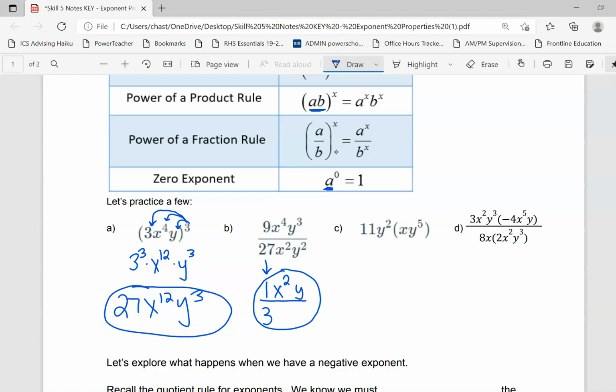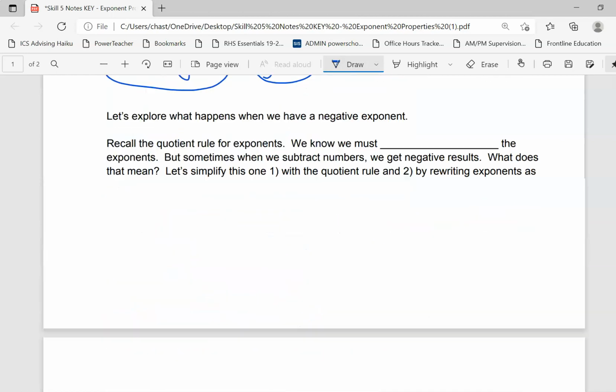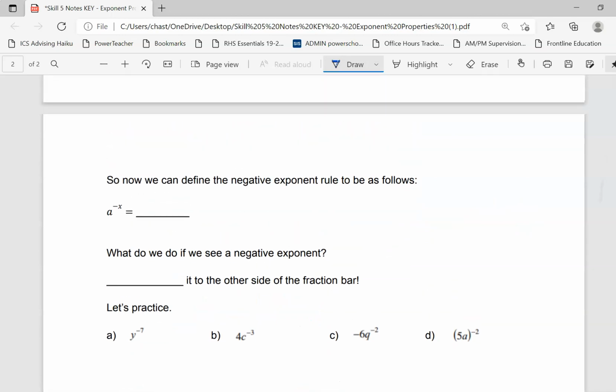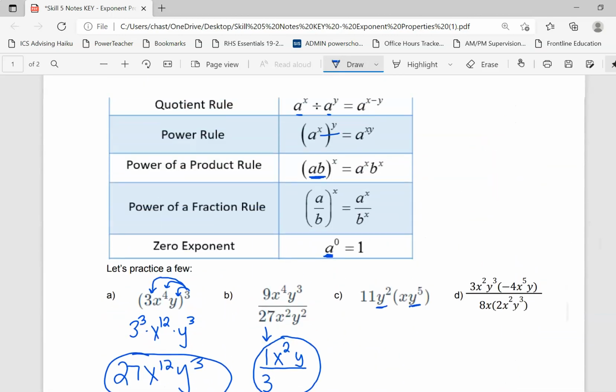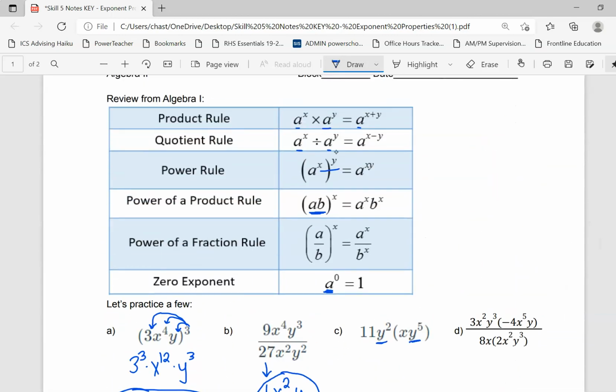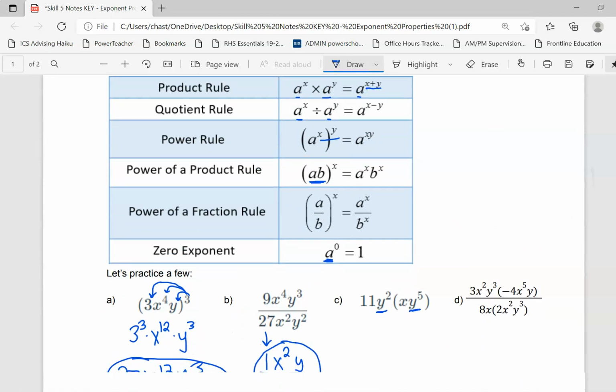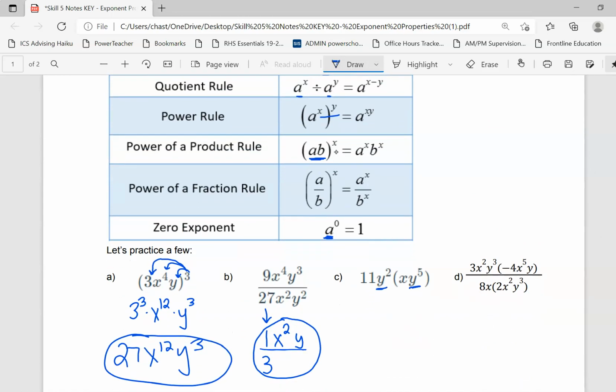On the next one, we're going to take the y's here and apply the product property. Sorry, we're going to do the product property, so we add our exponents. So we're going to add the 2 plus the 5, we get y to the 7th. And then 11 and x just come along for the ride.